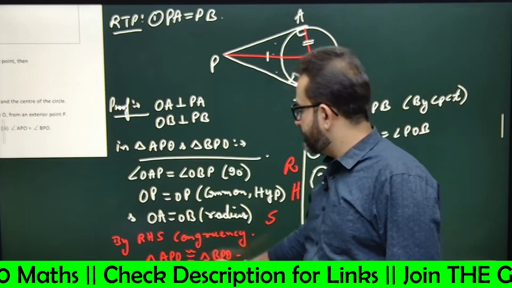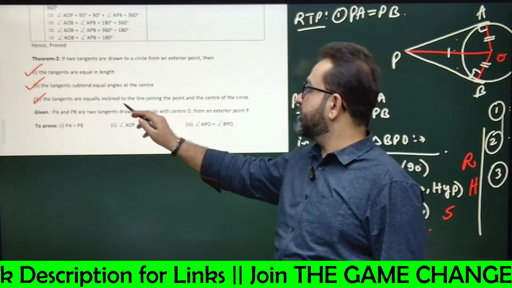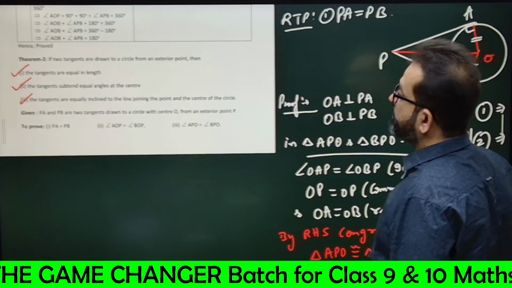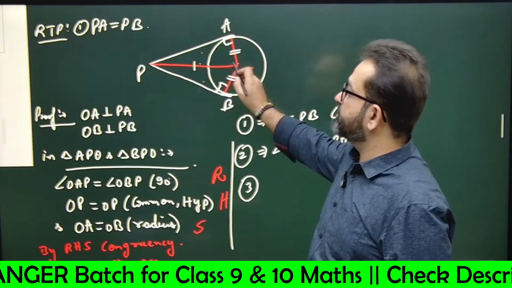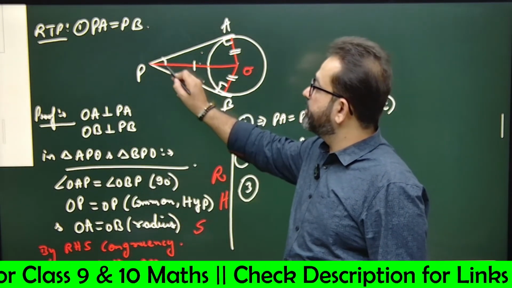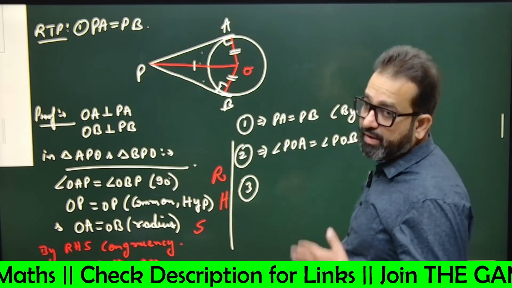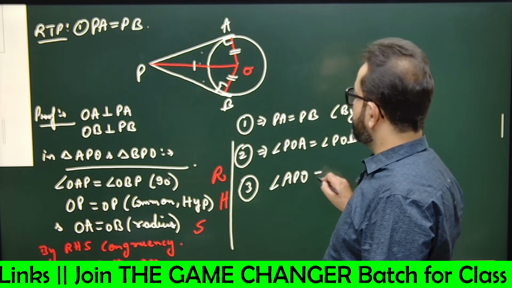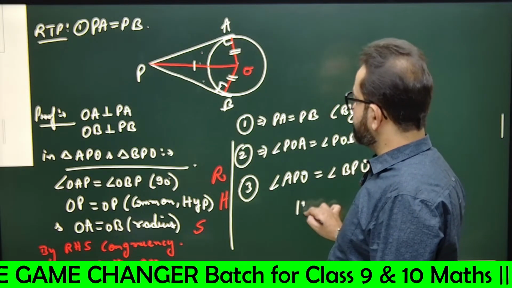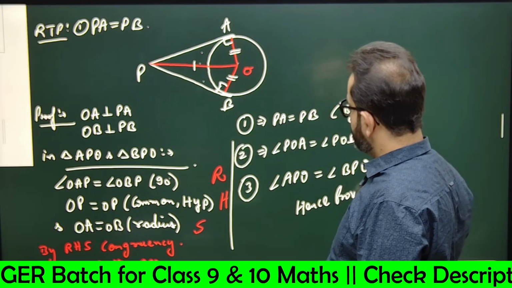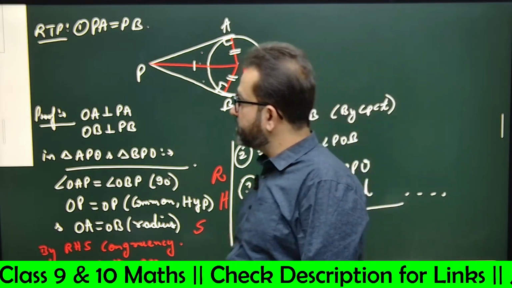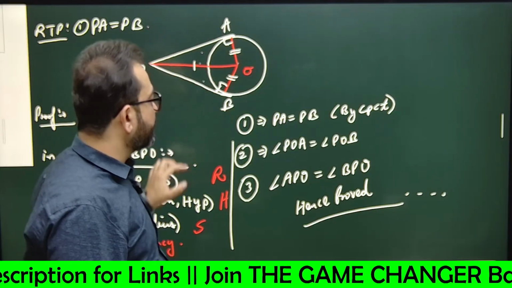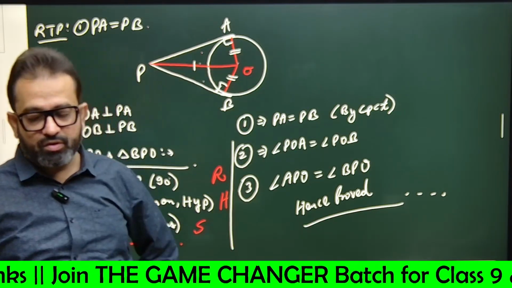Third part, what they are saying: tangents are equally inclined to the line joining the point and the center of the circle. The second one was that they subtend equal angles at the center. Last thing, this angle will be equal to this angle. Yes or no? The tangents are equally inclined to the line joining center and exterior point. That means angle APO equals angle BPO. Hence proved all the three points. Copy this. We had to prove that the length of the tangents is equal, PA equals PB. How did we prove it? By proving both these triangles congruent. Copy this.